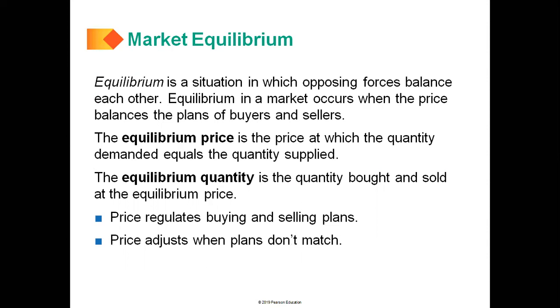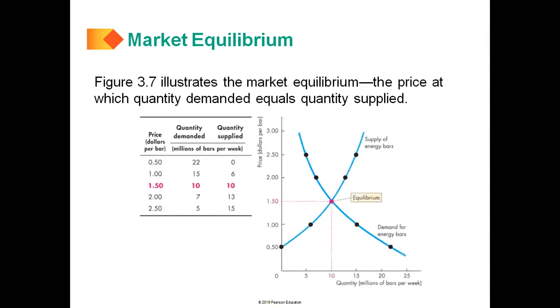And notice how price regulates this. When we don't have equilibrium, the price adjusts until we do. It naturally moves toward equilibrium. So you can see the equilibrium here, where the two curves cross, and the equilibrium quantity is 10 million, and the equilibrium price is 10. Okay, it's the amount demanded and the amount supplied, and so on.